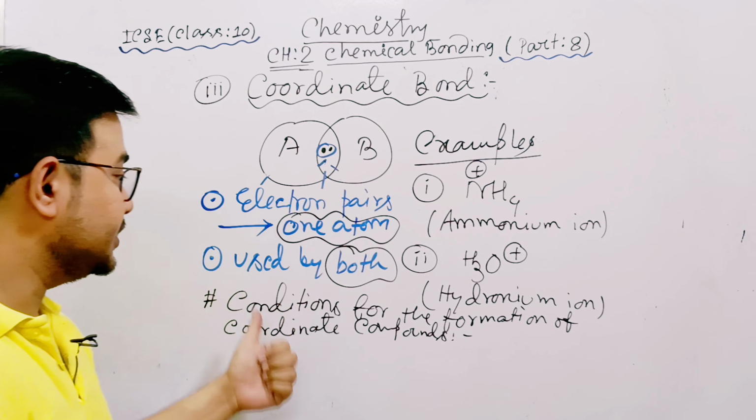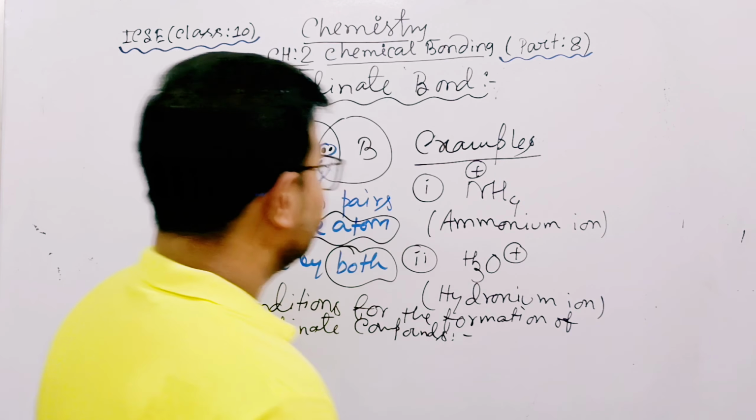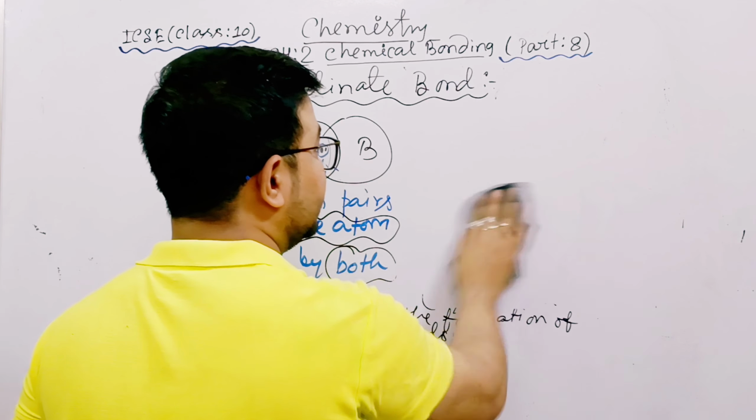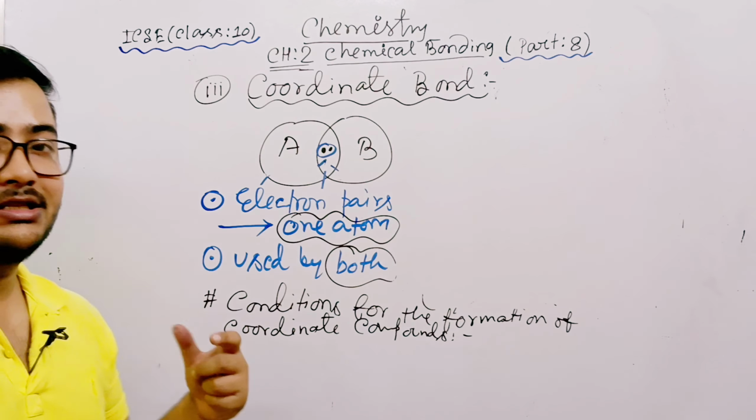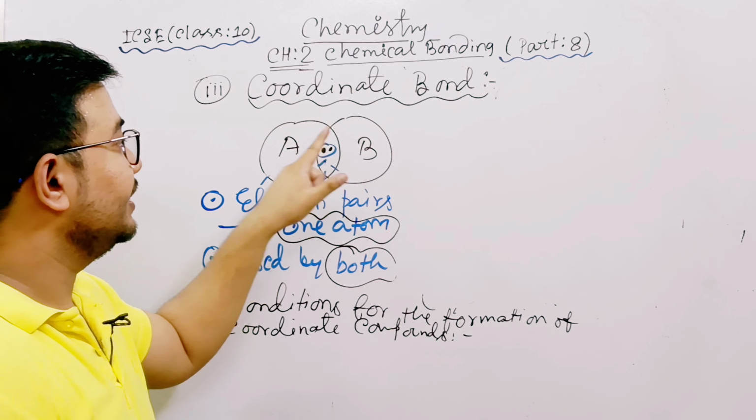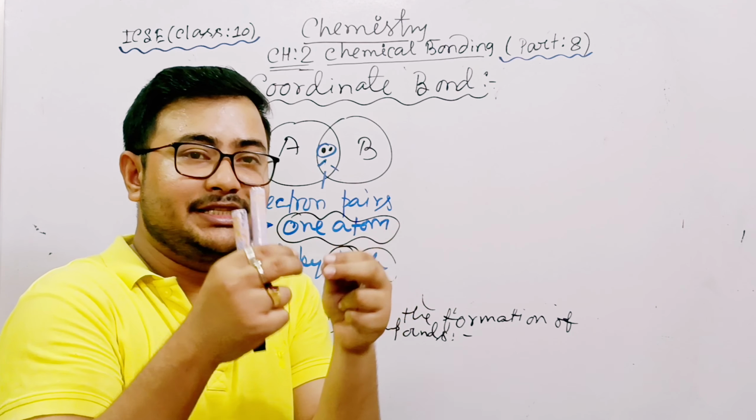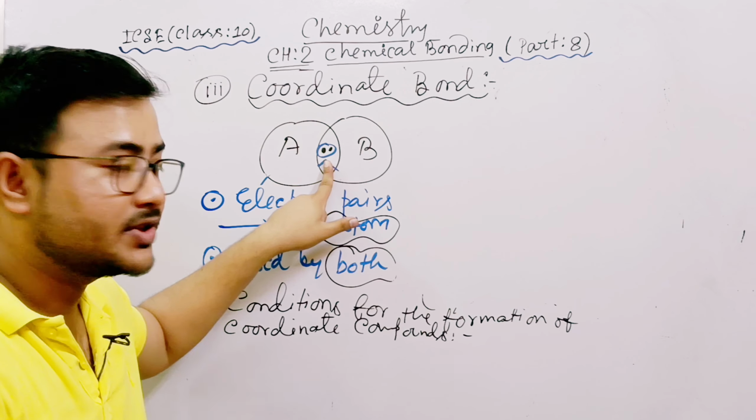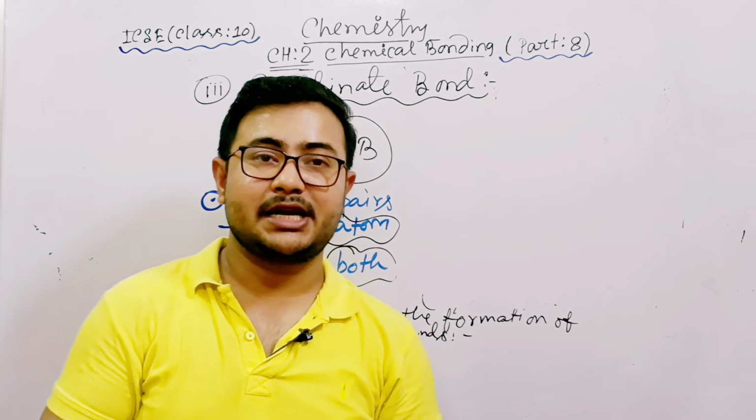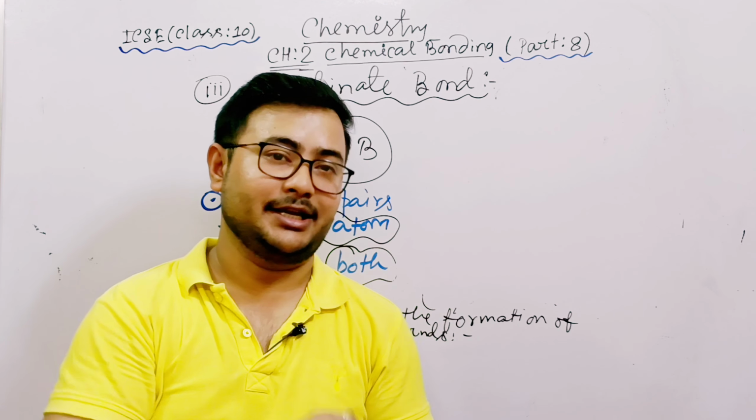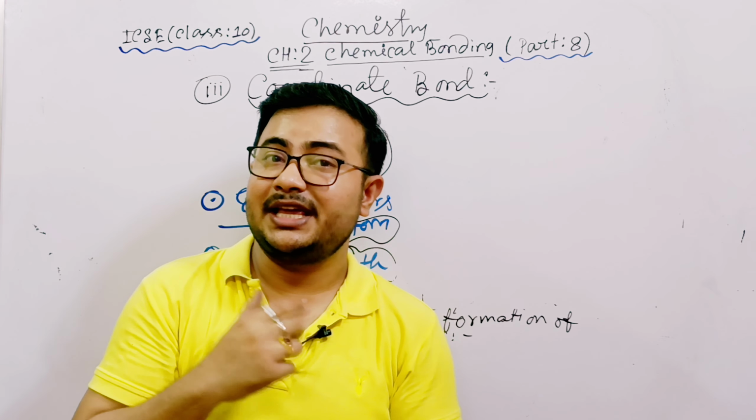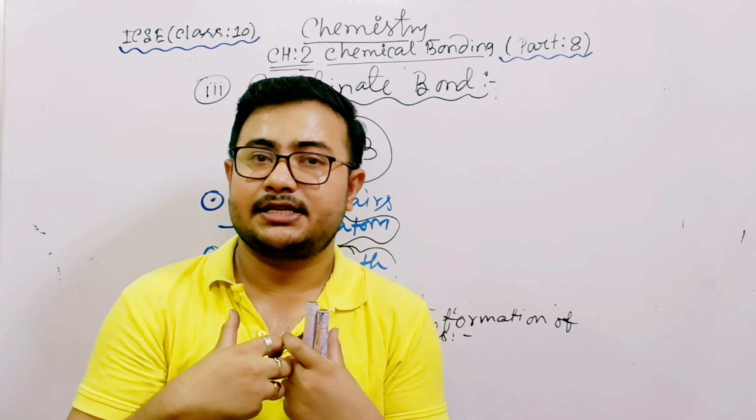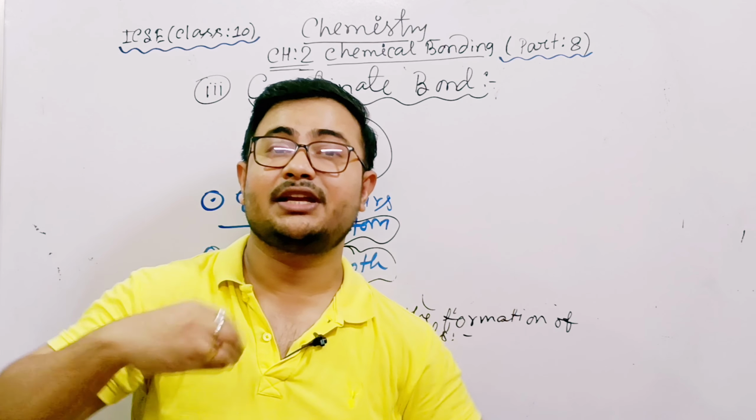Okay, so conditions. Try to understand, don't memorize anything first. Clear your concept, then you can memorize. So, conditions: whenever two atoms approach each other to form a coordinate bond, the electron pair is donated by one atom. Now try to understand, if I have an excess amount of anything, then I can donate. If I have scarcity, then I cannot donate. If I have extra, then I can donate.